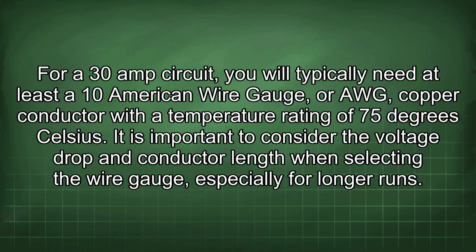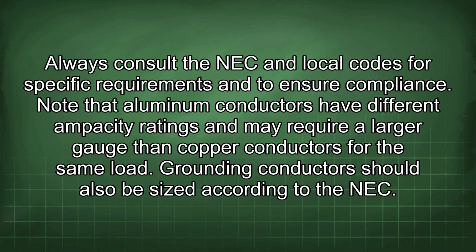It is important to consider the voltage drop and conductor length when selecting the wire gauge, especially for longer runs. Always consult the NEC and local codes for specific requirements and to ensure compliance. Note that aluminum conductors have different ampacity ratings and may require a larger gauge than copper conductors for the same load. Grounding conductors should also be sized according to the NEC.